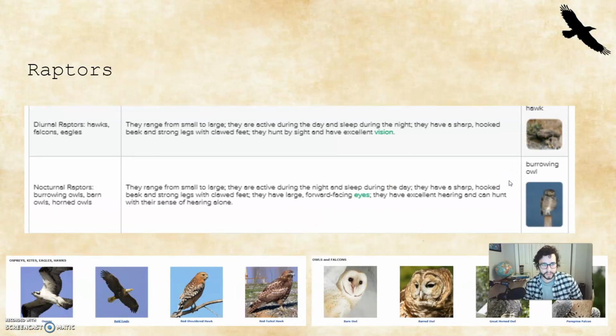We have raptors too. So raptors could be either diurnal, meaning that they're usually out during the day, and then there's the nocturnal ones, which is mostly going to be owls.